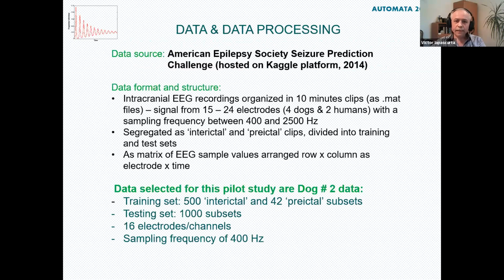Speaking about data, they come from a Kaggle competition. The format is intracranial EEG recordings in 10-minute clips as MAT files, representing signals from 15 to 24 electrodes from 4 dogs and 2 humans, segregated as interictal and preictal, and the task was to find the best solution for classifying these clips. In this particular research, I was using data of dog number 2.